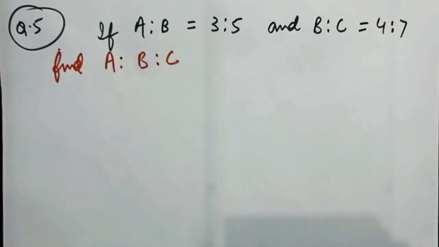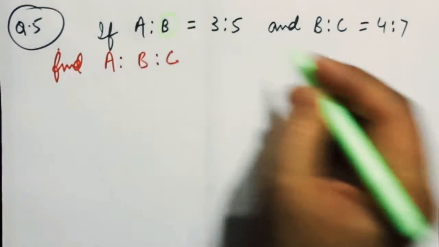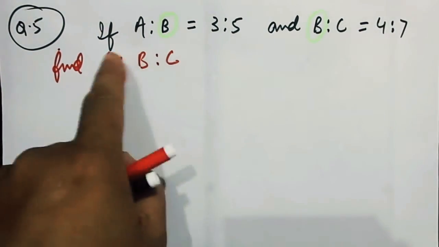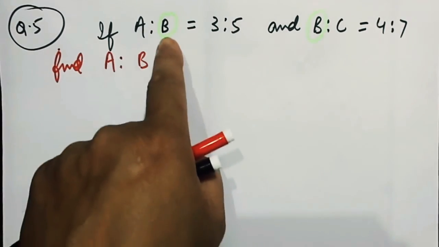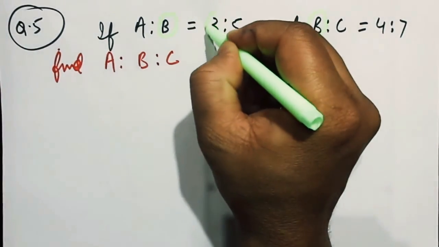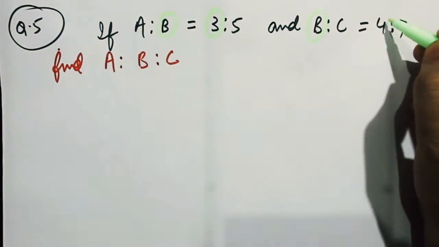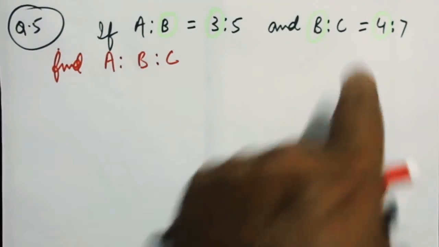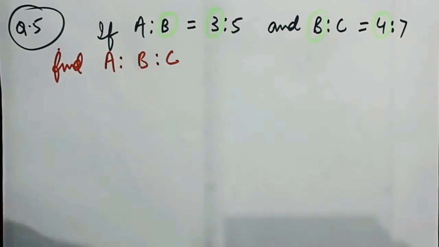Okay, so here we find that B occurred two times. A is fine, C is also fine, but B occurs two times. So what we are going to do, we are going to make the value of B equal, isn't it? So that is why, once again let me write it.